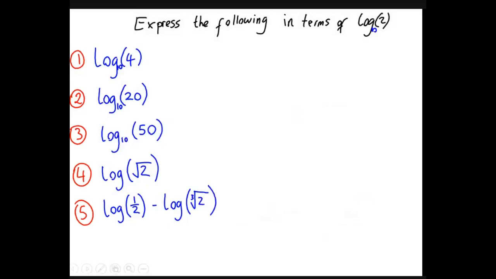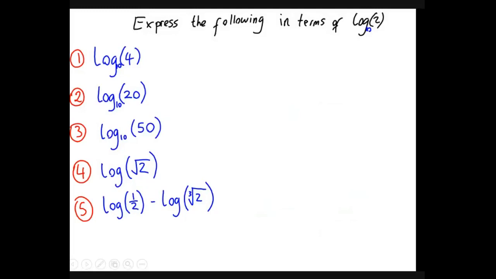Okay, so I'll give people just a few minutes to try and figure out what's going on. So we're expressing these in terms of log 2, and you are using your log laws. When I say express it in terms of log 2, the only log you should have is log to the base 2. You can have other numbers as well. For example, an answer can be something like log of 2 plus 3. That is in terms of log 2.